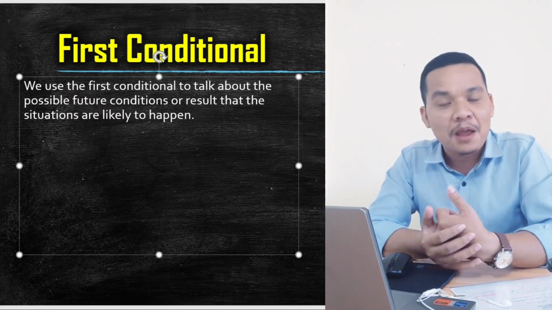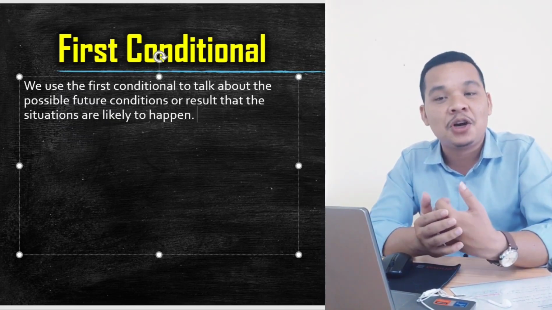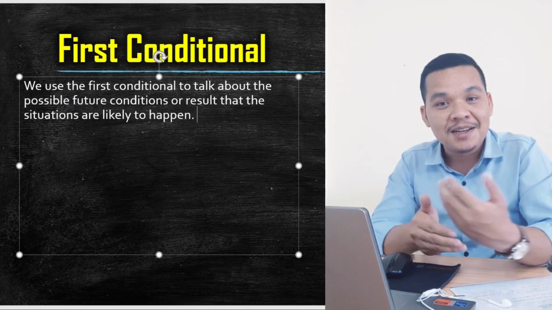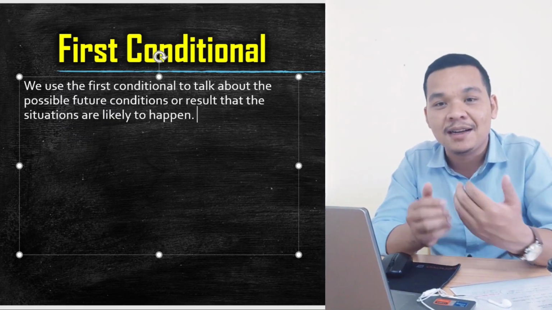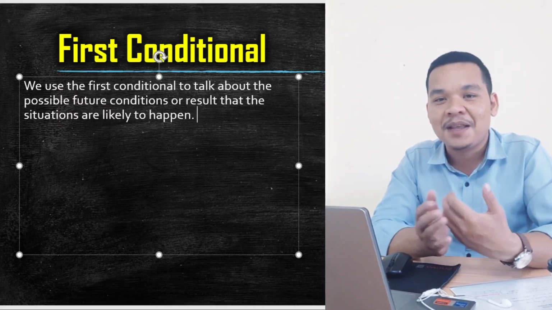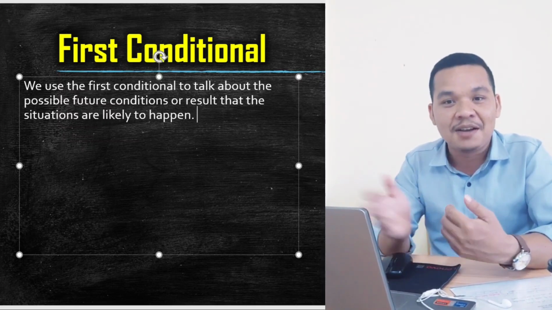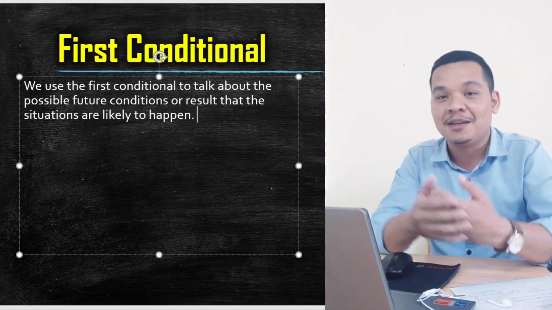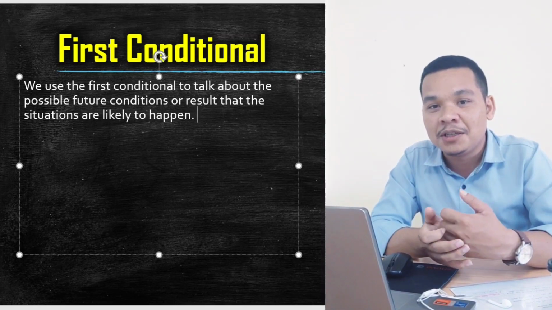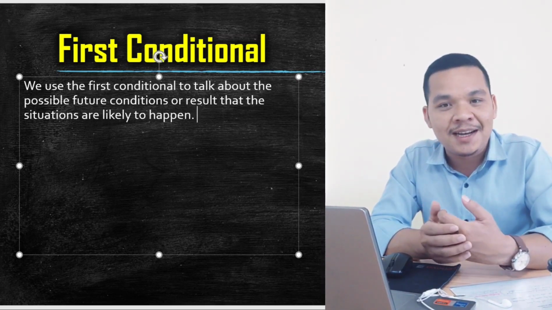We use the first conditional to talk about the possible future condition, or the result that we think will happen, based on the situation we see now, and then we guess the future. We predict for the future happening, or the situations are likely to happen.